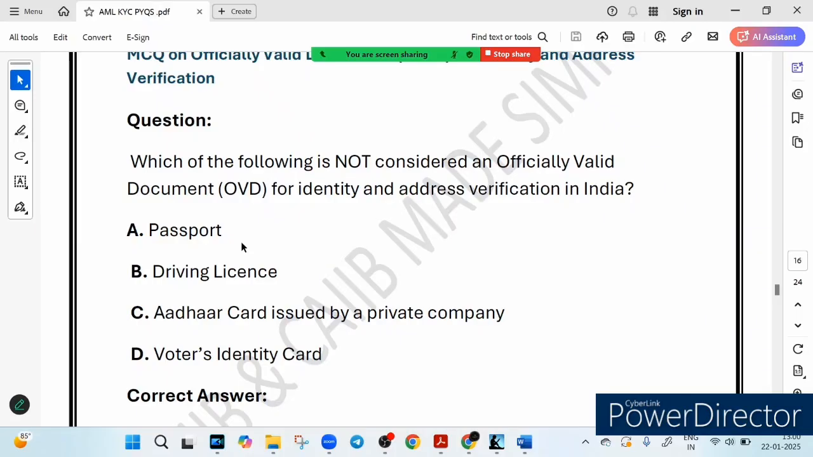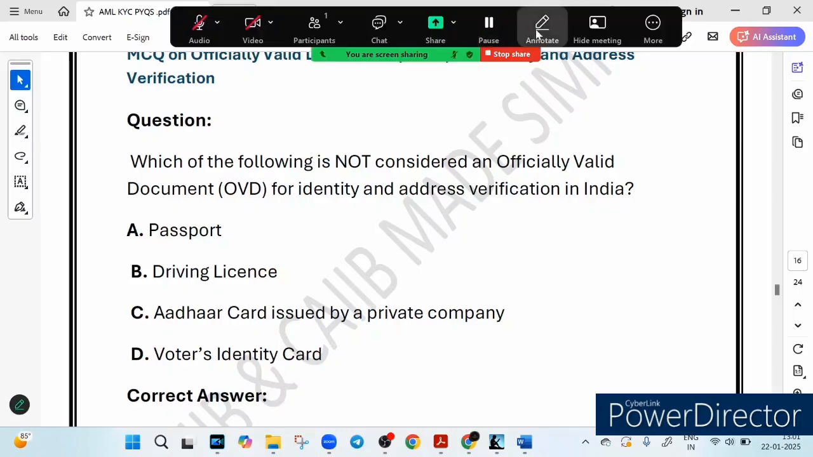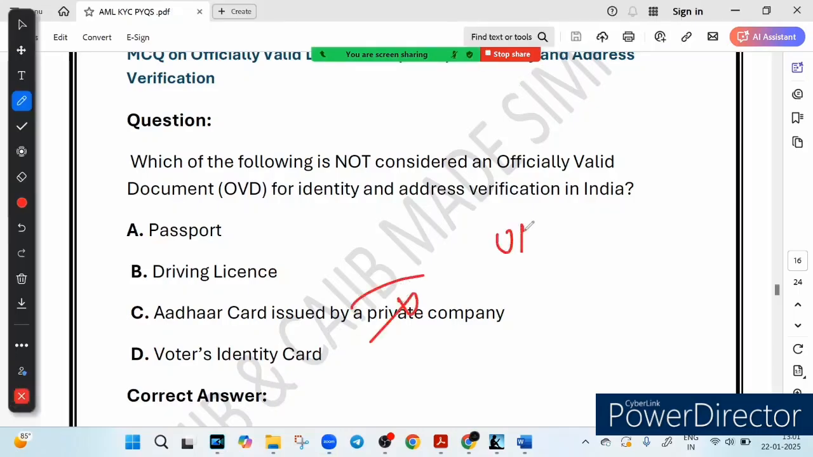In India, an OVD, an officially valid document, is a government-issued document used for identity and address verification. But when it comes to the Aadhaar card, only those issued by the UIDAI count. Aadhaar card issued by a private company is wrong, because an Aadhaar card issued by UIDAI or the NPR, National Population Register, is valid for verification purposes. Aadhaar cards issued by private companies are not valid. That is why option C is the answer.